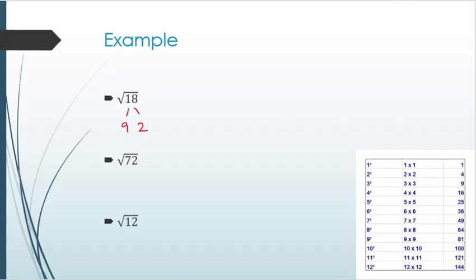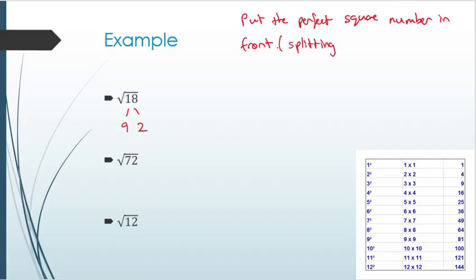Now, it is highly important to put the perfect square number in front, especially when you're splitting. So I can rewrite square root of 18 to be square root of 9 times 2 like that. This then leads to this.